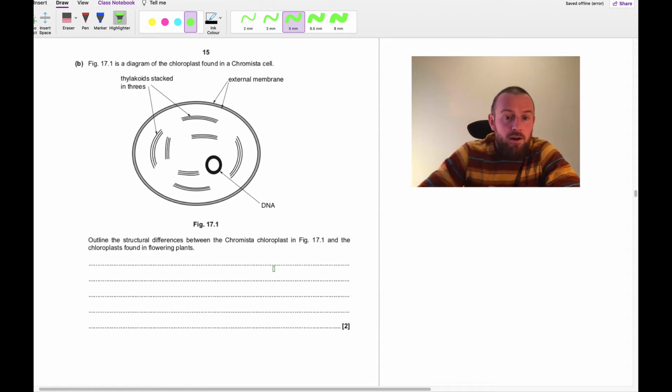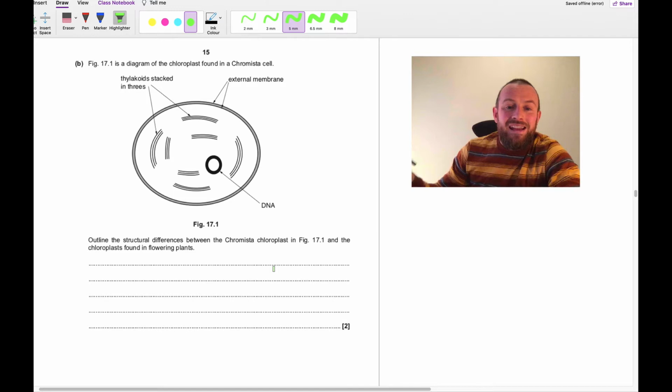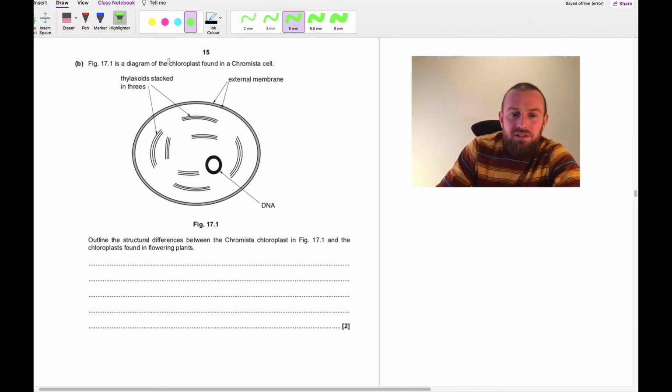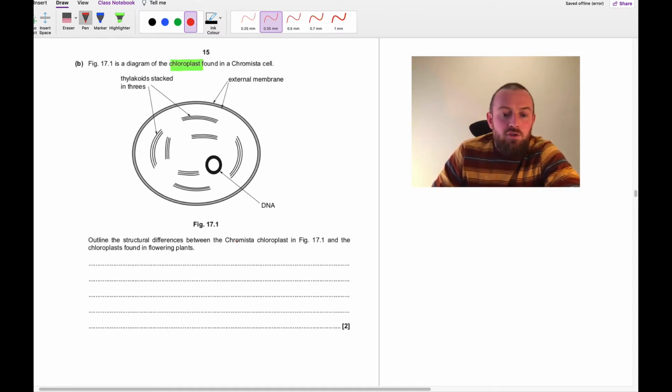Right, here's a diagram of the Chromista cell. Oh, sorry, a diagram of a chloroplast found in a Chromista cell. So this is just the chloroplast, not the cell. I think that's an easy mistake to make. So this is the chloroplast. Outline the structural difference between the Chromista chloroplast and the chloroplast found in flowering plants.